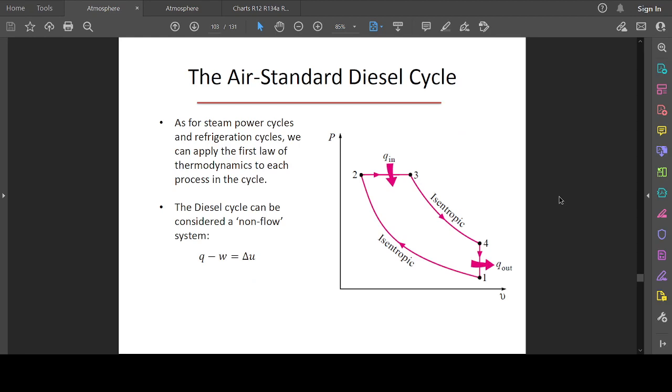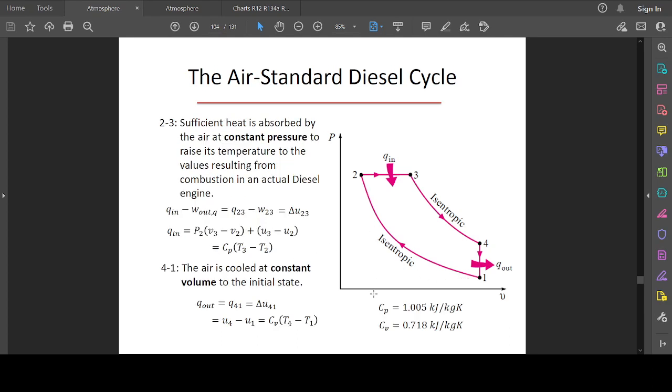So like we've already established, in steam power plants and refrigeration cycle, we can use the first law of thermodynamics, but in diesel cycle, that is a non-flow system, and because of that, the changes in the heat and the work done by the system is affected by the internal energy, the change in internal energy of the working fluid. Okay. So with that, we can break down the processes.